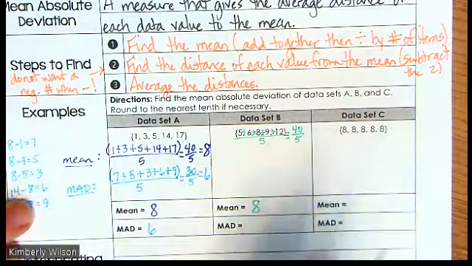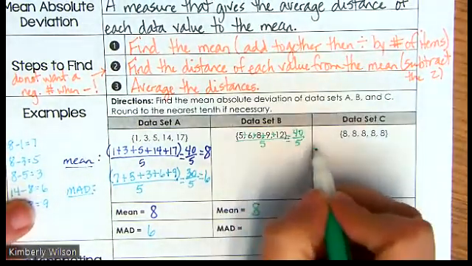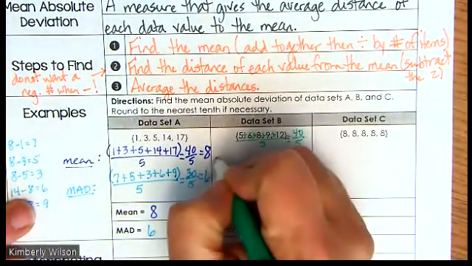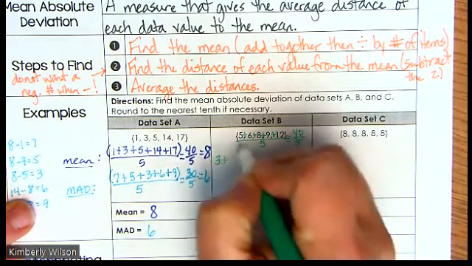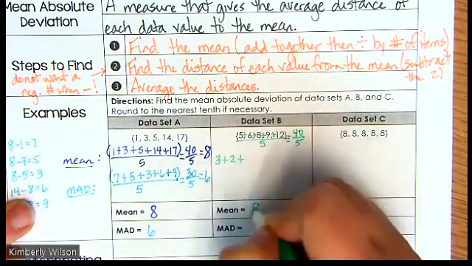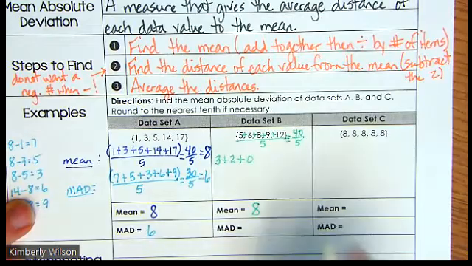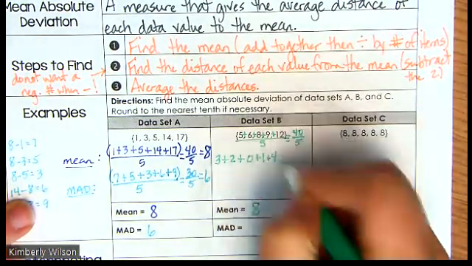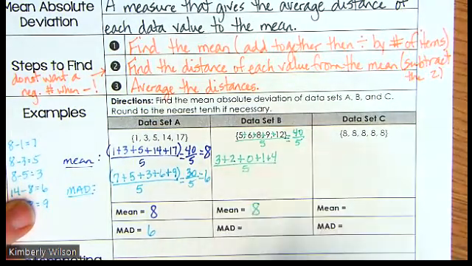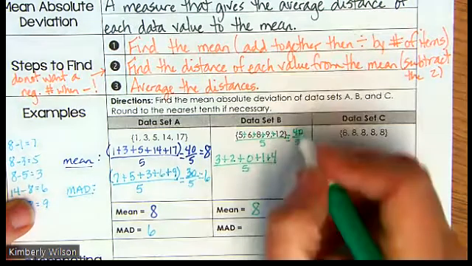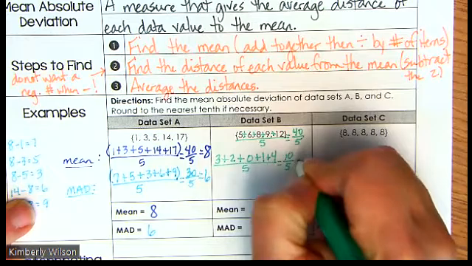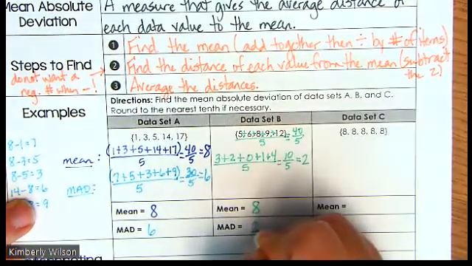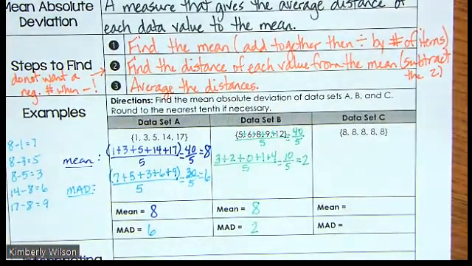So now I need to start the MAD, which means I've got the distance from 8. I have 8 minus 5, which is 3, 8 minus 6, which is 2, plus 8 minus 8, which is 0. It's possible to have that. 9 minus 8 is 1. 12 minus 8 is 4. So now I add all of those and divide by 5. 3 plus 2 plus 0 plus 1 plus 4. Enter. That gives me 10 divided by 5, which equals 2. So my MAD is 2. All right, one more.